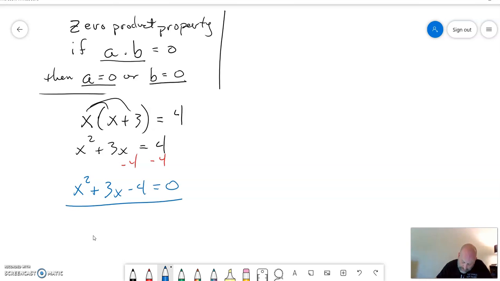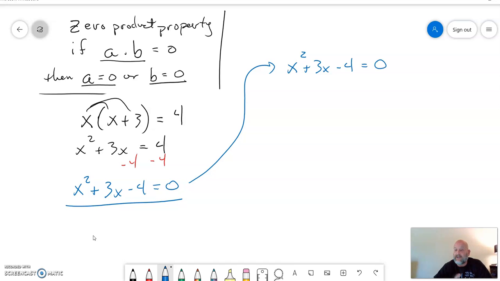Now, looking at this, in fact, I'm going to rewrite it over here. This is much more like the original problems that we've been seeing. So we had to massage this thing a little bit to get it into the form we wanted. So I'm just going to rewrite the problem here: x squared plus 3x minus 4 equals 0. That means we have a 0 on one side, and now what we need to do is factor the other side.